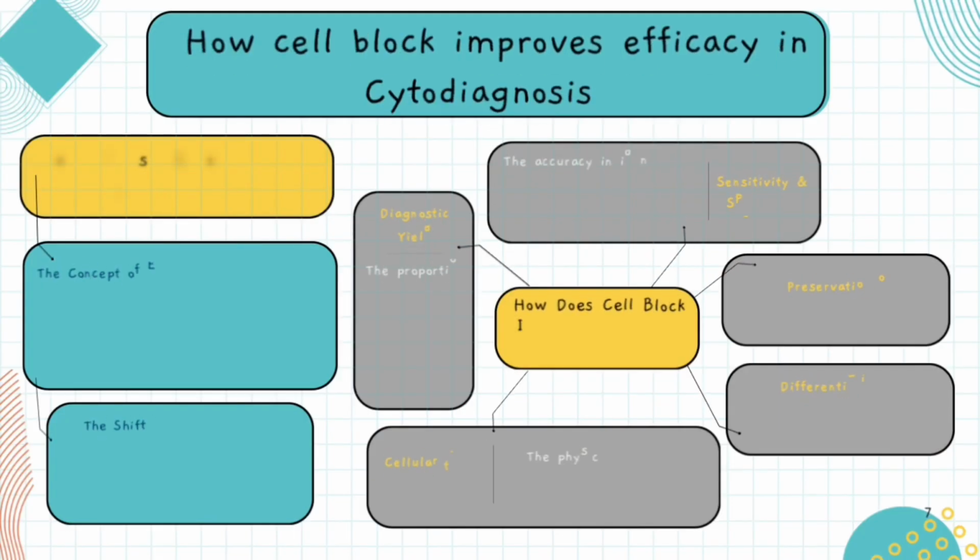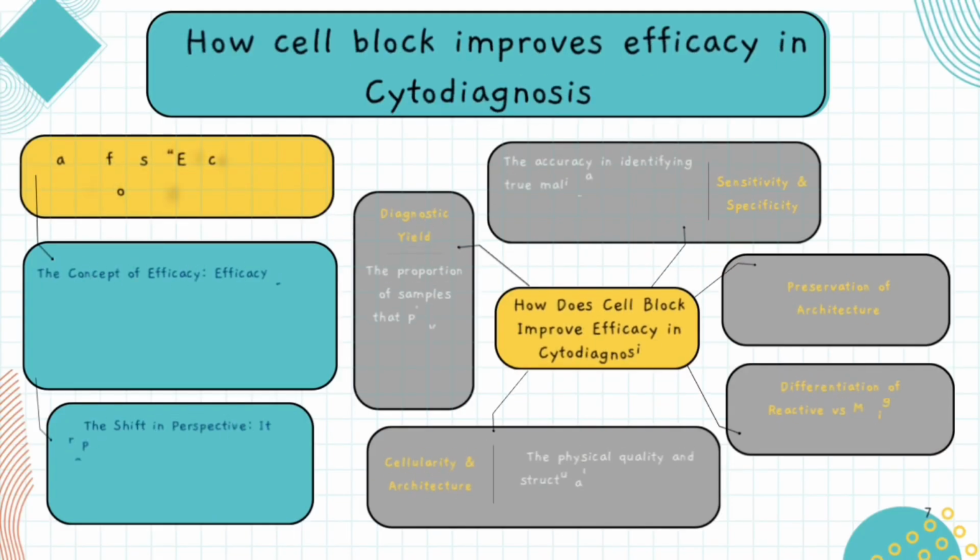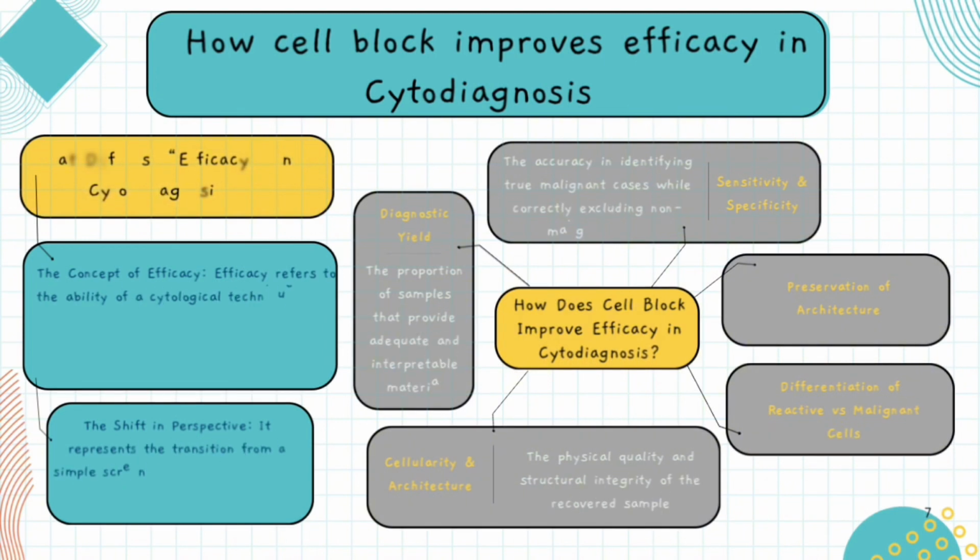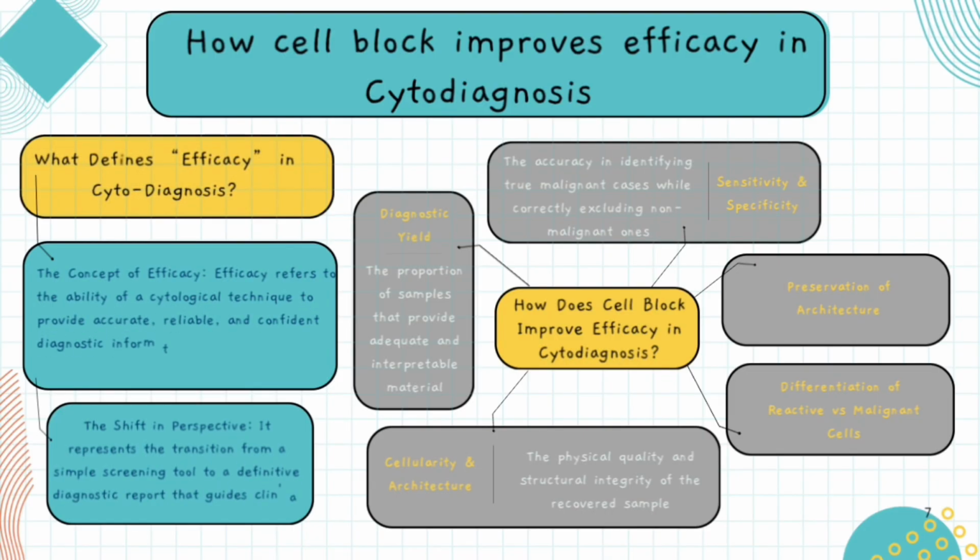How does cell block improve efficacy in cytodiagnosis? First, what defines efficacy in cytodiagnosis? Efficacy refers to the ability of a cytological technique to provide accurate and reliable diagnostic information, not just the detection of abnormal cells. This reflects a shift in perspective where cytology moves from a basic screening tool towards a definitive diagnostic method that supports clinical management.